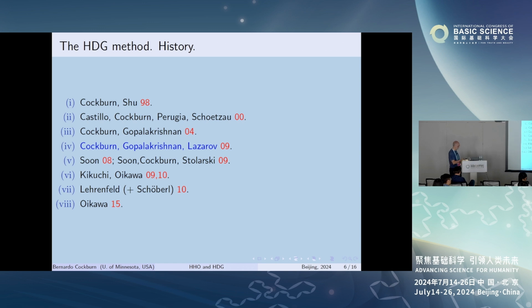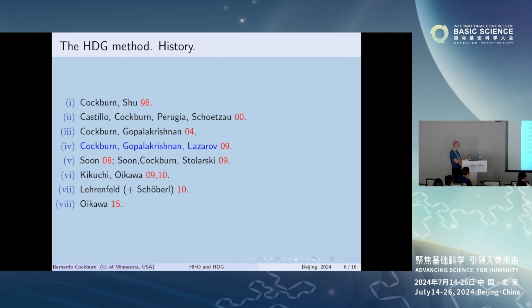What I want to say instead is that with Jacob Alaklishan, we took the mixed methods, which were methods that had been already there for a long time, and we hybridized them for the first time, and we showed a lot of characteristics that were very interesting. In particular, we showed that they could be statically condensed, and I'm going to say something about that for those who don't know the term a little bit later.